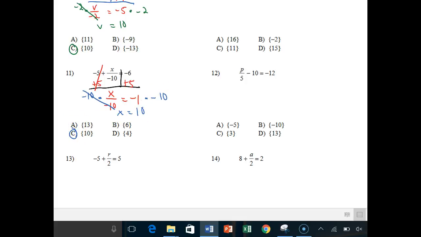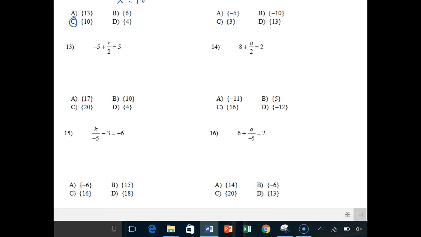If I were you and I haven't already, I would pause and try to do 10 and 12, making sure that I'm aware of my negative signs. All right, so here we go. My constant's negative 5, so I add 5. Those cancel off. R over 2 is equal to 10, so finally a problem where I don't have to worry about negatives. I multiply by 2 on both sides. I get R is equal to 20.